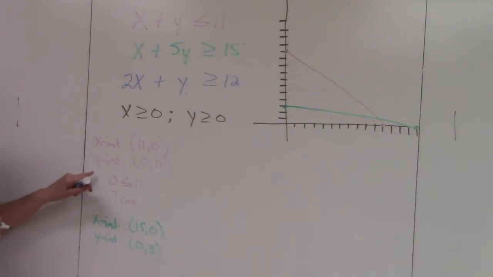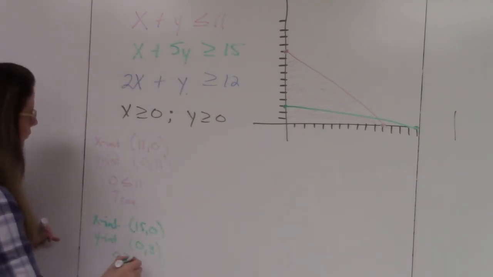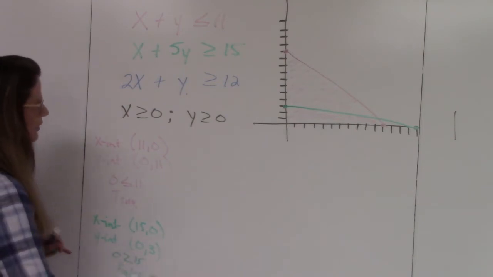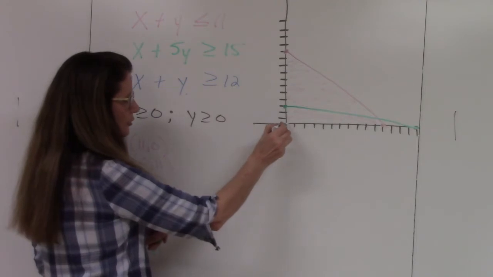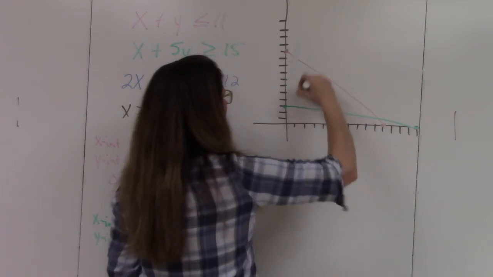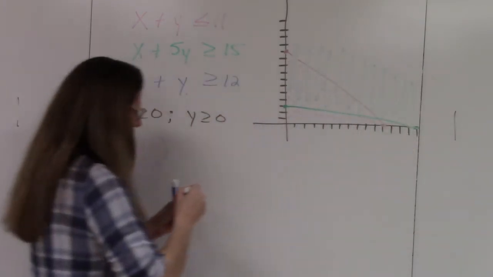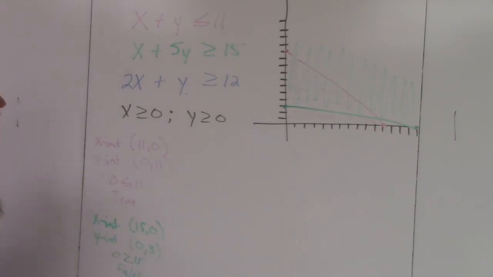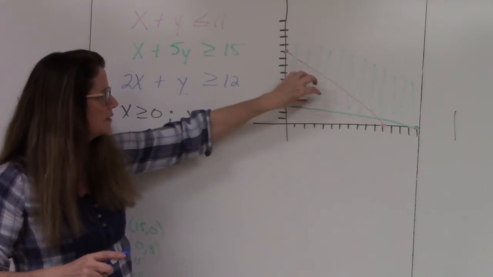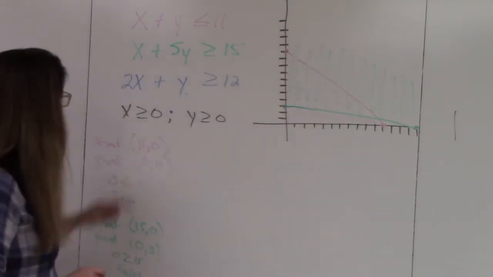Okay, and then the test point, 0 is greater than or equal to 15. This is a false statement. So that means I am not going to shade down here where my 0, 0 is. I'm going to shade above it. So I'm going to come up here and shade above it. Okay, so far, the feasible region, or where the 2 shadings intersect, is right here. Below the pink line, but above the green line. Okay? All right, last one.